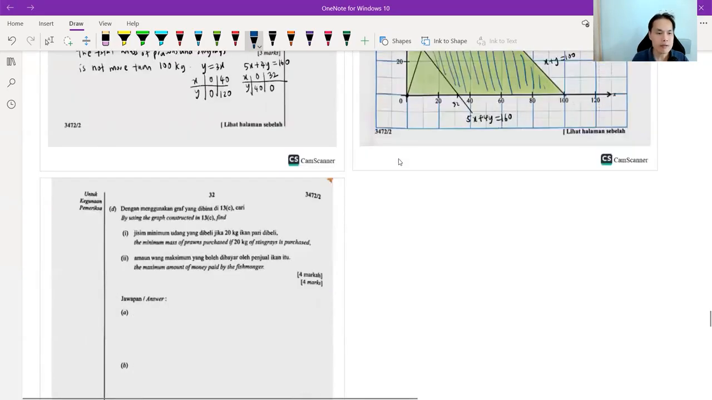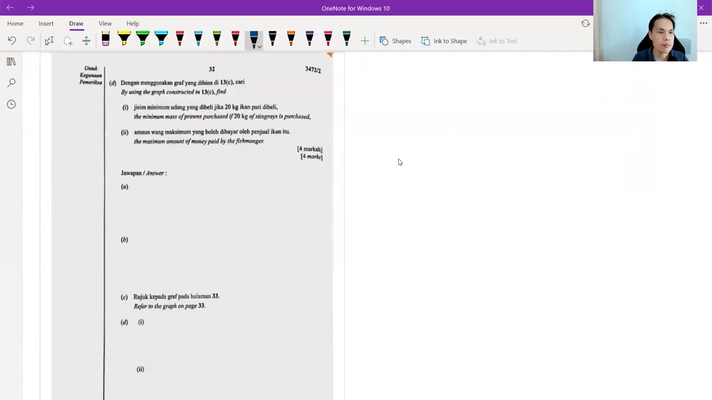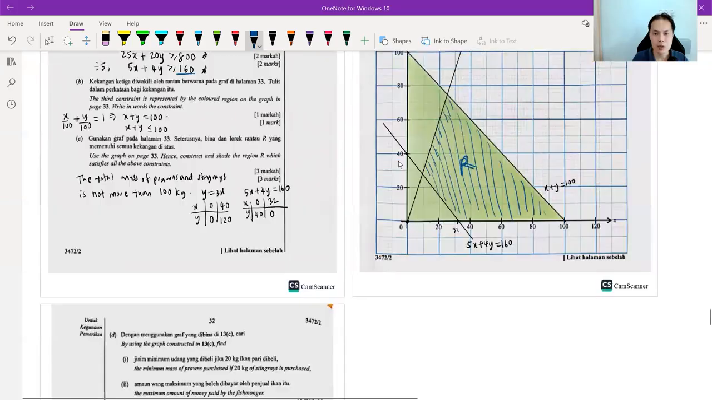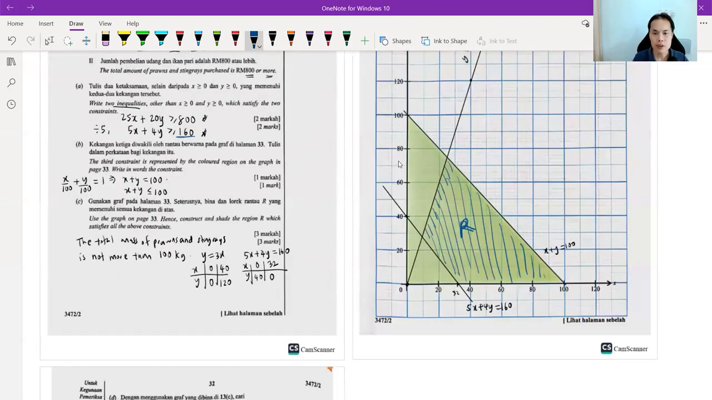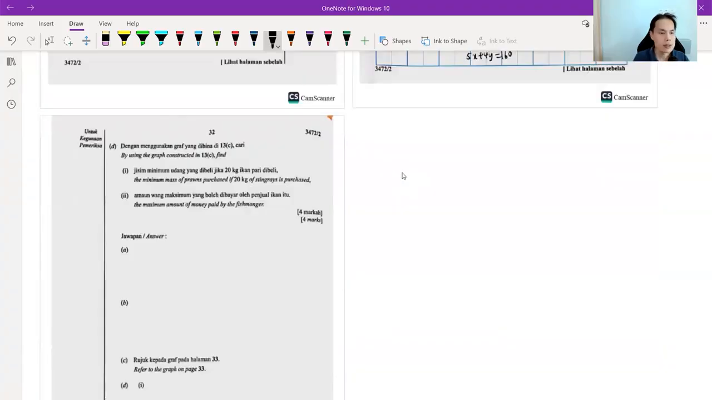Next, using the graph that we have here, we are supposed to find the minimum mass of prawn purchased if 20 kg of stingrays is purchased. Stingray is Y. Prawn is X. So we need to find X when Y is 20. Very simple, look at the graph. When Y is 20, the minimum X is here. We need to move it down. It looks like it is 16. So the minimum X is just 16. You can just write 16.